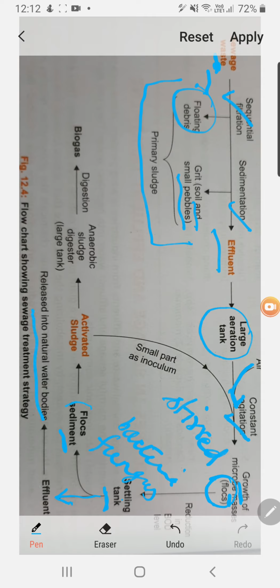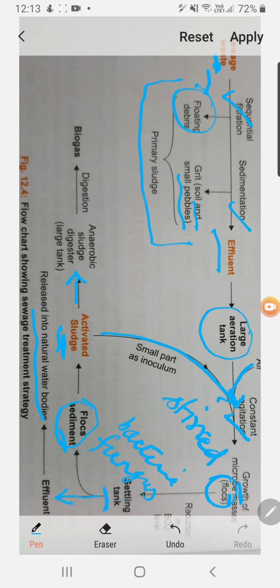Now, what will you do with these sedimented flocs? These are activated, multiplied bacteria, so you can use them as an inoculum again in the aeration tank, or you may also use them in the digester, right children? So this flow chart will help you much. If ever a question is asked and you explain with the help of this flow chart, you will be given marks, let me tell you.